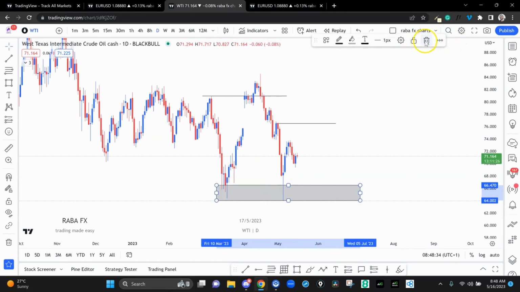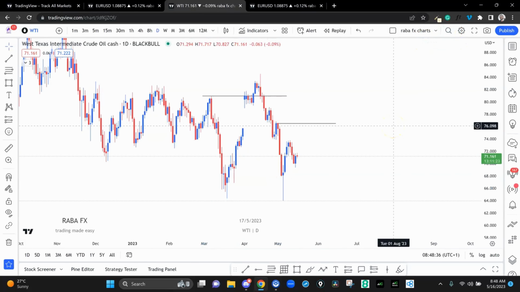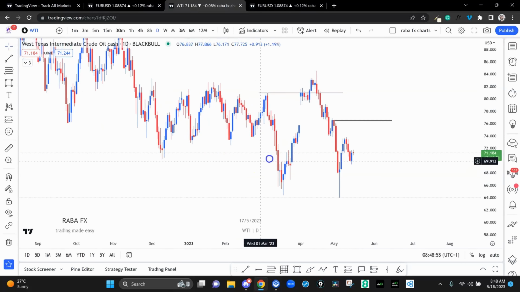In my next video, I'm going to show you more on the point of interest, the different types of point of interest that you may use in terms of demand and supply, order blocks, fair value gaps, and so on and so forth, and also how to refine your point of interest.